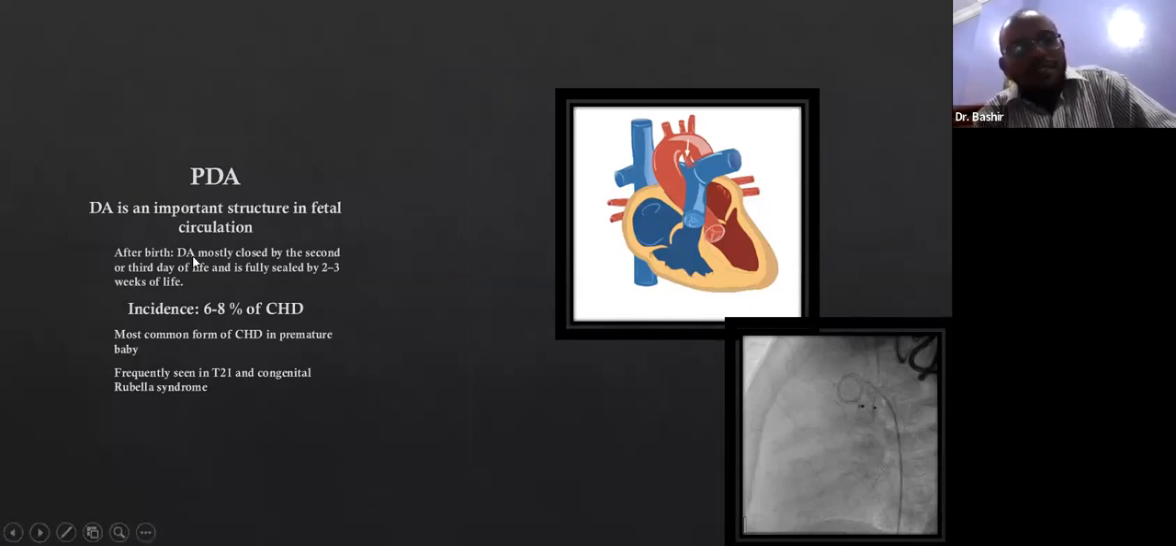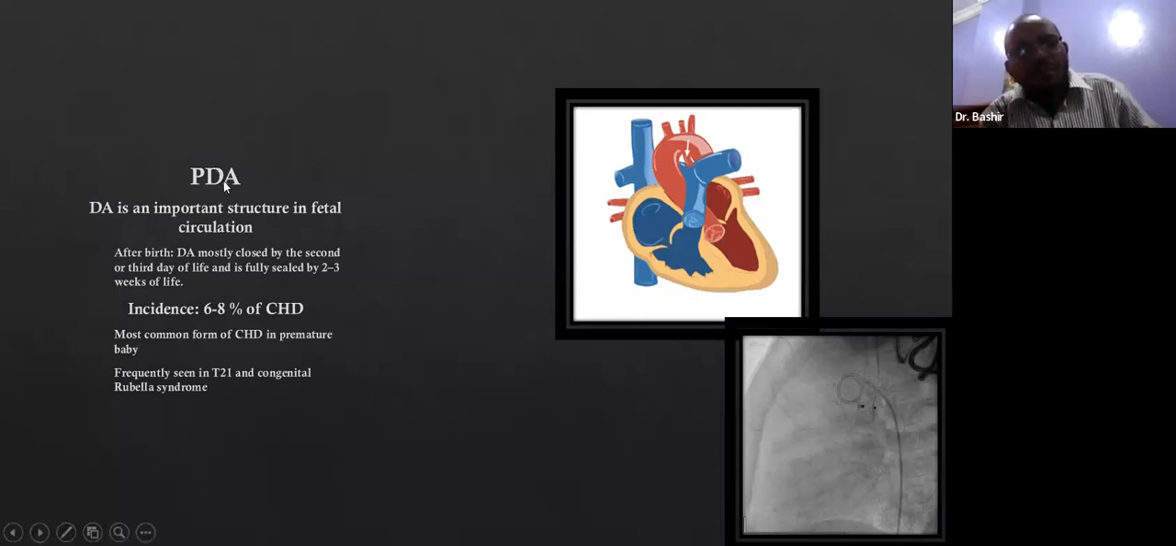But after birth, the ductus arteriosus mostly closes by the second or third day of life. 50% will close by the end of the first day, 75% by the second day, and 90% by the third day of life. But if it persists, it will be called patent ductus arteriosus.